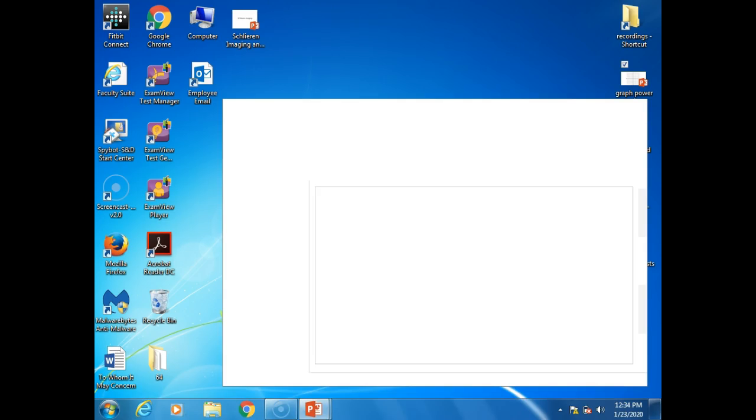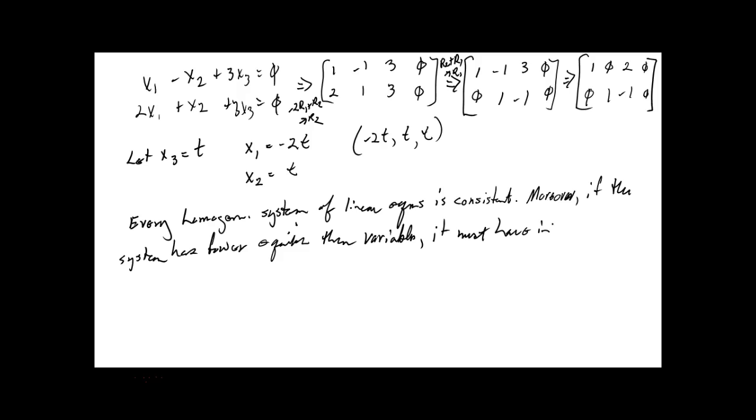I don't know why it does this. It has to get its mind back. Okay. It must have infinitely many solutions.